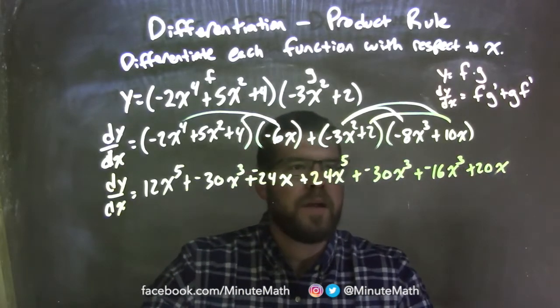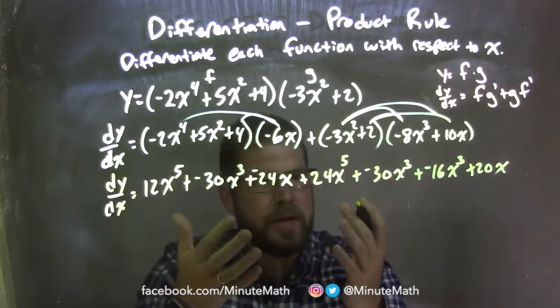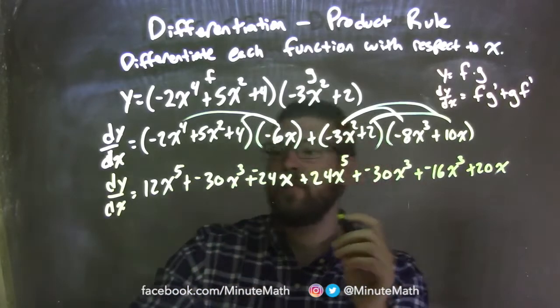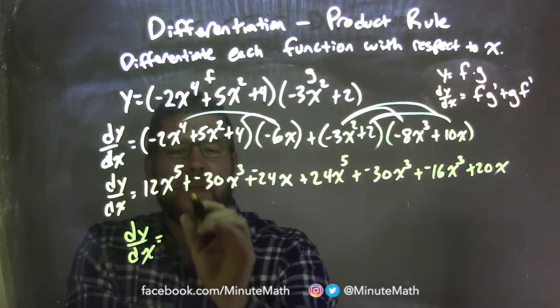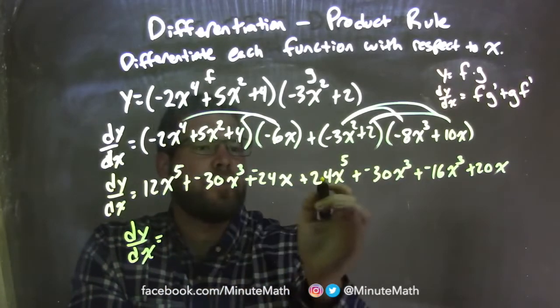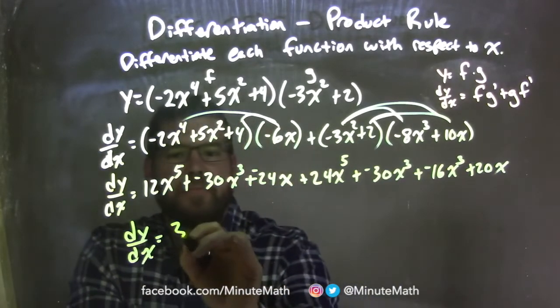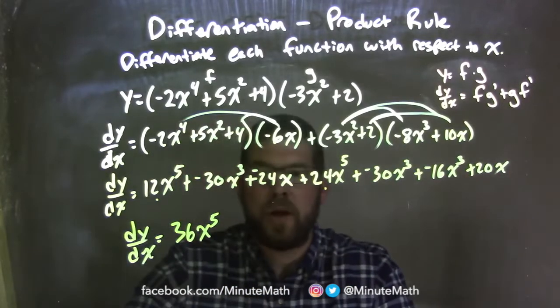So now we've got to find our like terms and combine them together, highest degrees first. The highest degrees I see are to the fifth power. I have two of them. So when I simplify this dy/dx, it might be good to mark once you've combined two of them together. 12x to the fifth plus 24x to the fifth is positive 36x to the fifth. So I'm going to mark these two to show that I've brought them down.